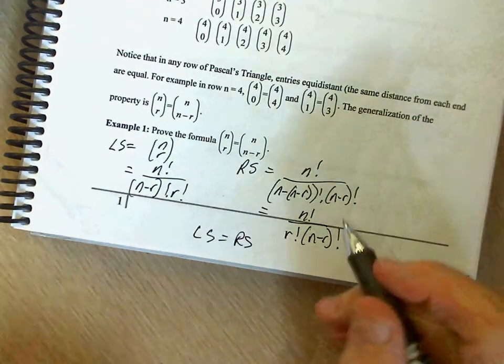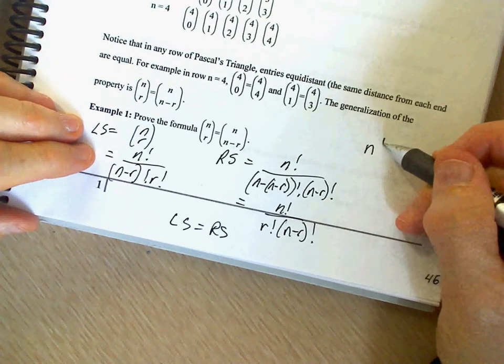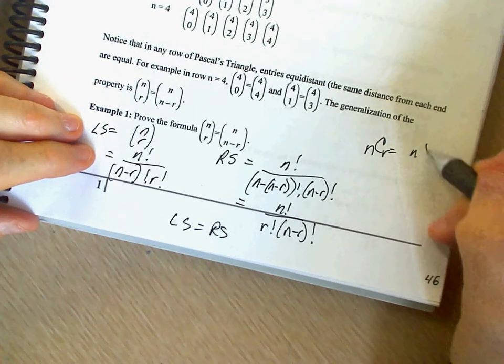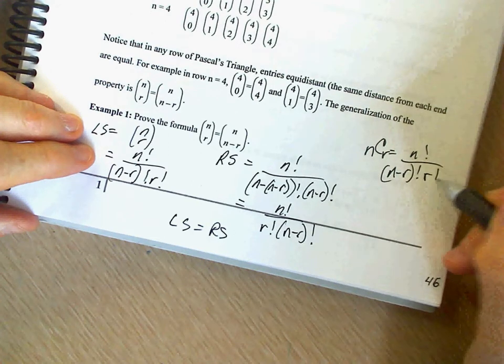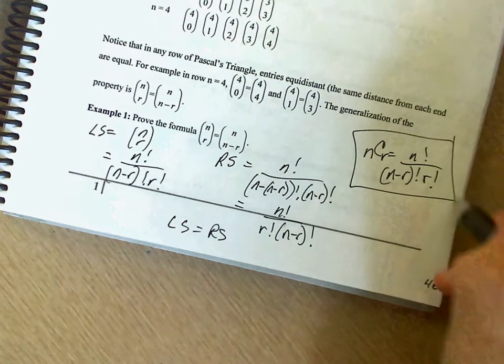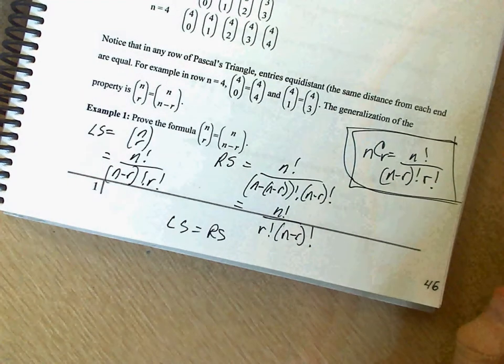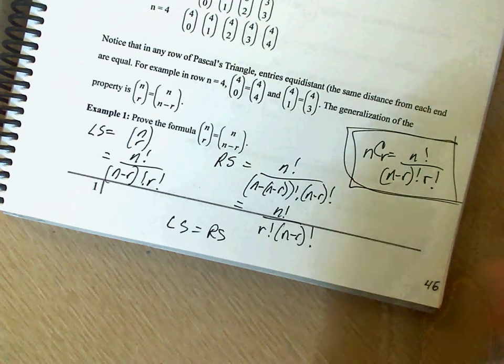I just plugged in the formula. Maybe I should have written this down. n choose r equals n factorial over n minus r factorial, r factorial. Right? We're using the combinations formula to prove that. I did that a little quickly. Is there anything you would like me to go over?